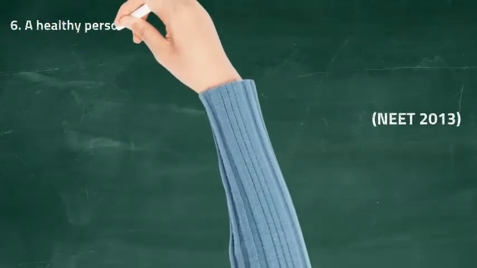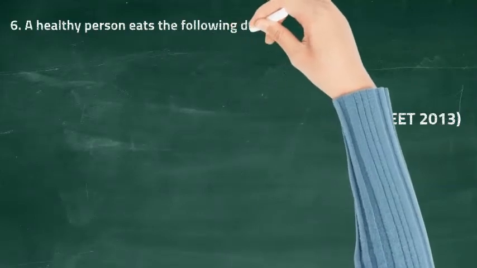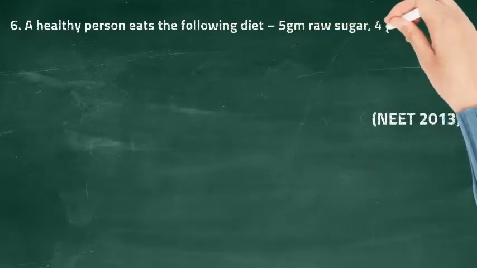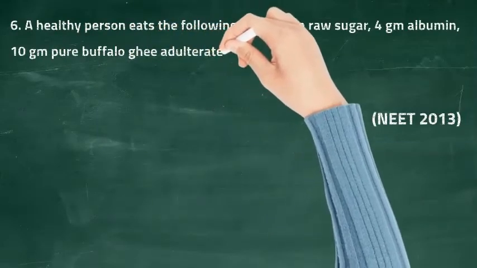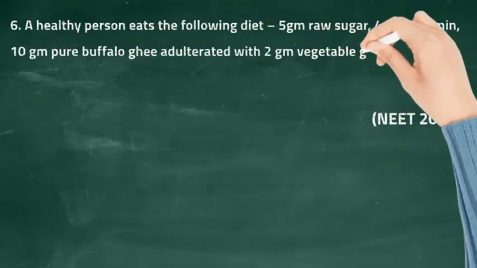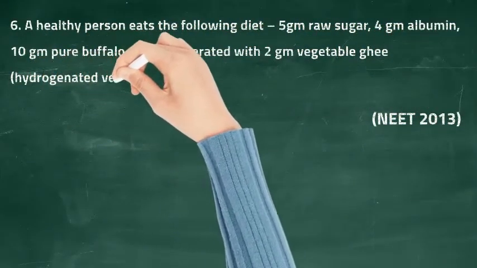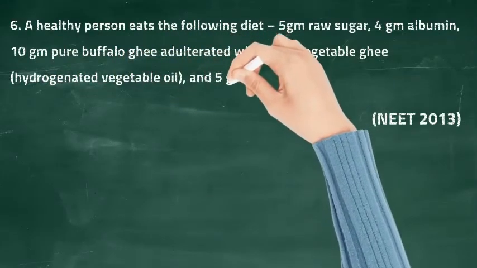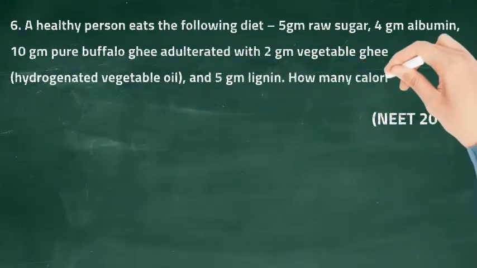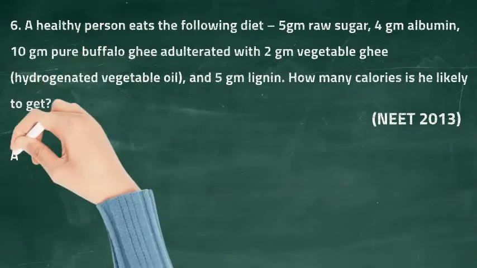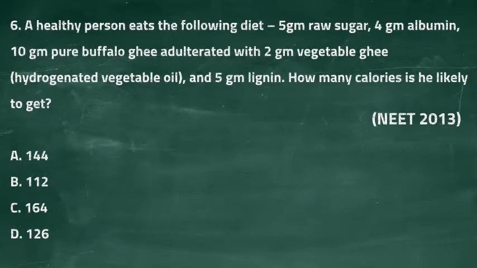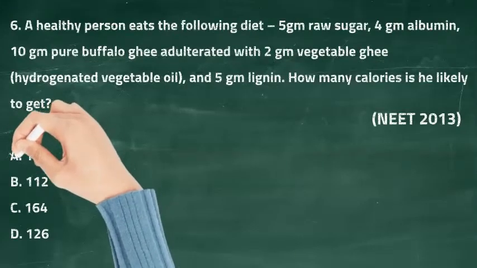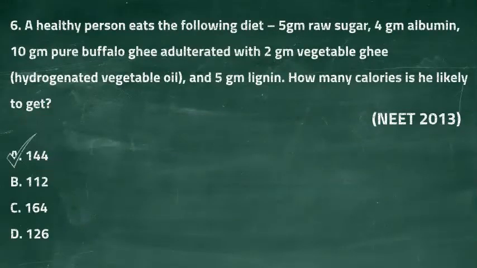Question 6. A healthy person eats the following diet: 5 gram raw sugar, 4 gram albumin, and 10 gram pure buffalo ghee adulterated with 2 gram vegetable ghee, hydrogenated vegetable oil, and 5 gram lignin. So, how many calories is he likely to get? Option A is 144, option B is 112, option C is 164, and option D is 126. So, the right answer is option A, 144.